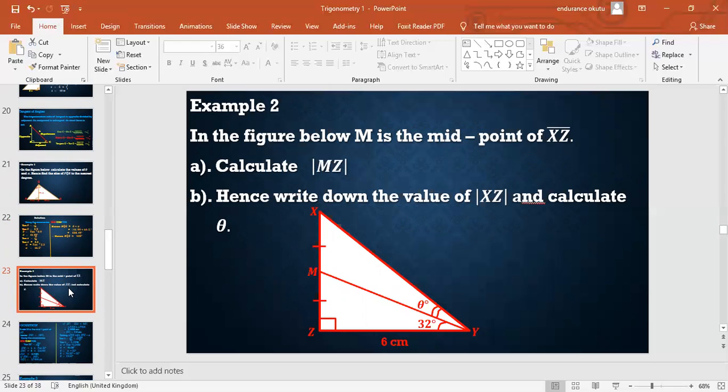In the figure below, M is the midpoint of the line XZ. Now we are asked to calculate the length MZ, and also we should write down the value of XZ and calculate the value of theta. Now look at the diagram. Now let's go to the solution.